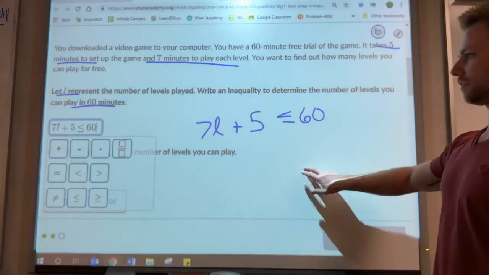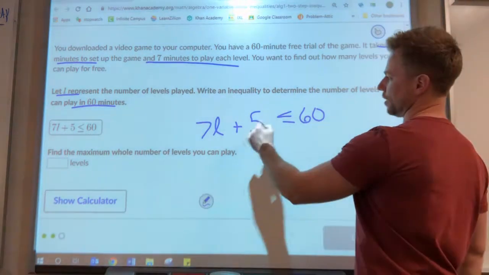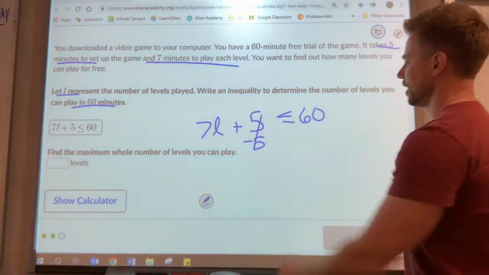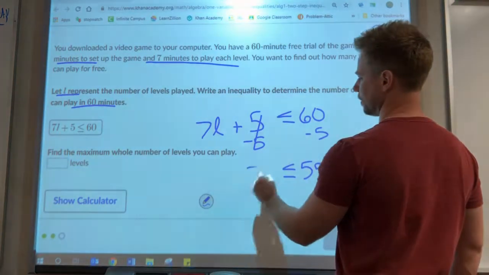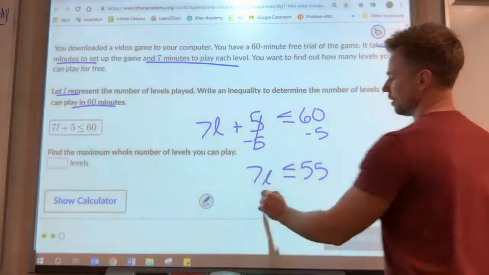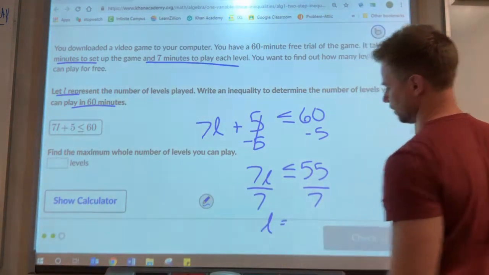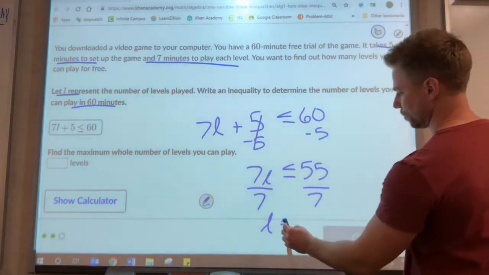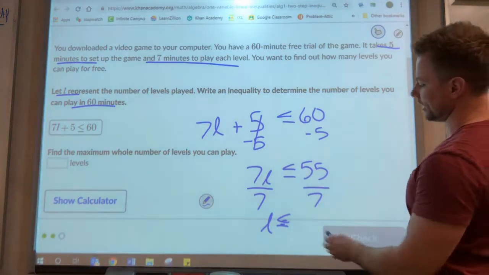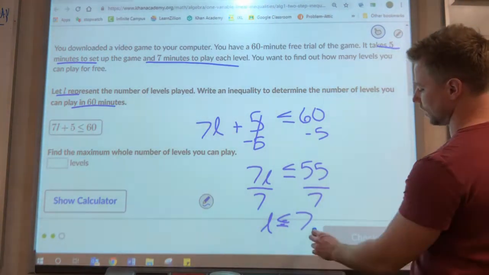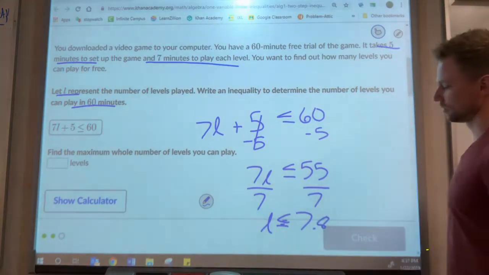All right, now we need to solve that to figure out how many levels we can actually play. So first thing we need to do is get rid of that 5. We have to do the opposite, subtract 5. What you do to one side, you do to the other side. So 55 is greater than or equal to 7L. And then we divide by 7. The levels we get, let's see, it's less than or equal to. So 7 times 7 is 49. 7 times 8 is 56. So it's going to be really close to 8, maybe 7.8, something like that.